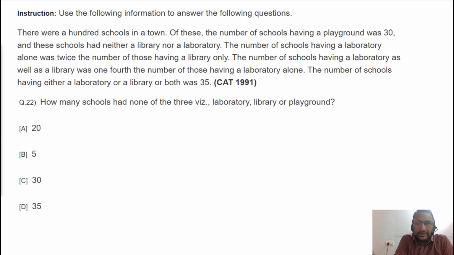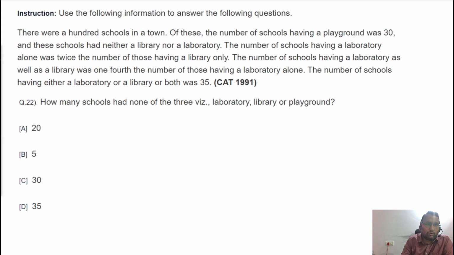Depending on this data, there are 2 questions, question number 22 and question number 23. The question is from CAT 1991. There are 100 schools in a town. Of these, the number of schools having playground is 30. These schools had neither a library nor a laboratory. The number of schools having laboratory alone was twice the number of those having library only.